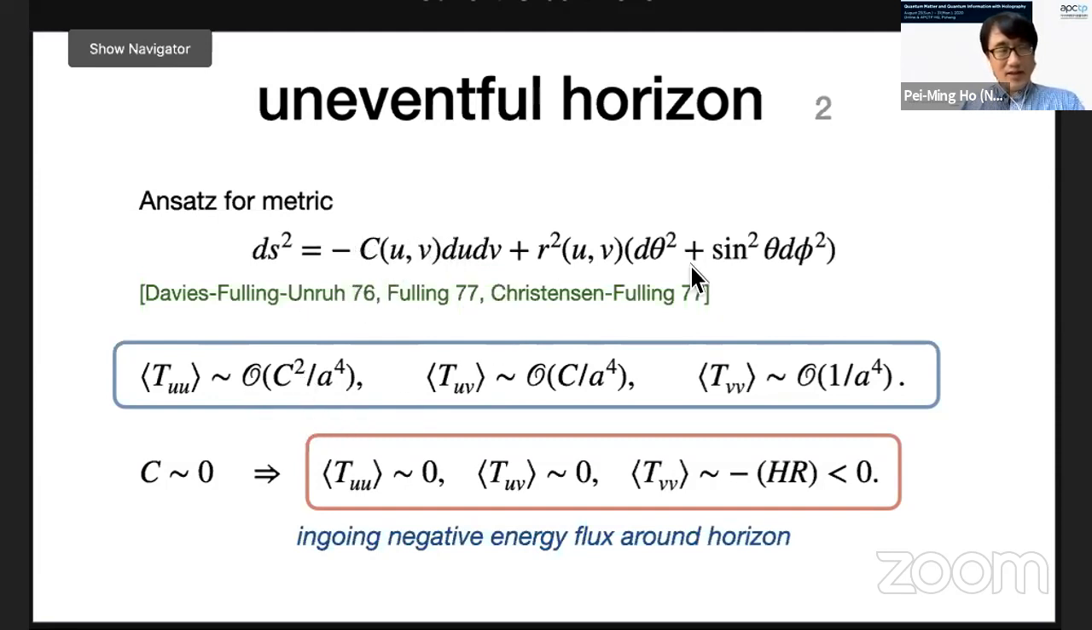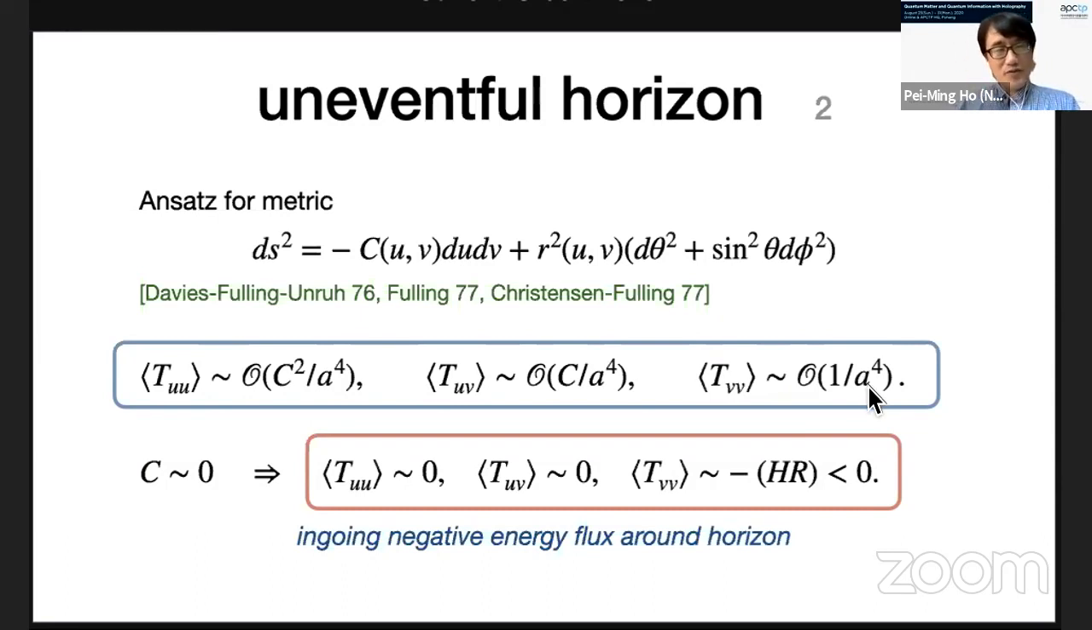And people have checked that with this ansatz, if the energy momentum tensor for local freely falling observers is like the previous page, then just the change of coordinates tells you that in these coordinates u and v, the energy momentum tensor would be like this. In particular, when you approach the horizon where C is very small, you see that TUU is very small and TUV is also very small. Only TVV remains, of the order of 1/a⁴.